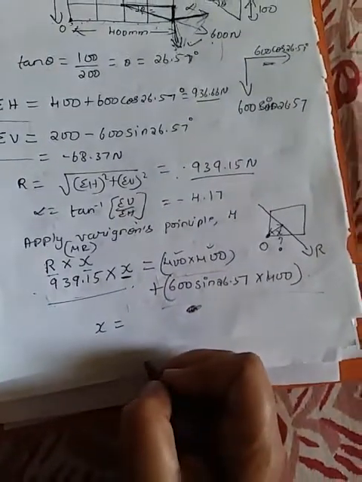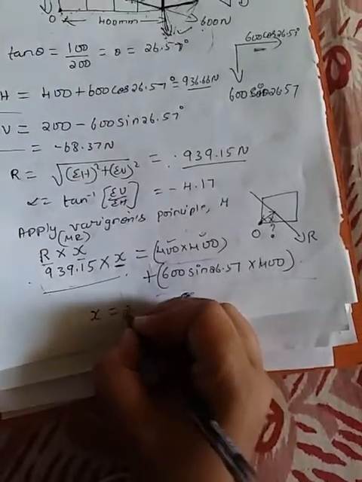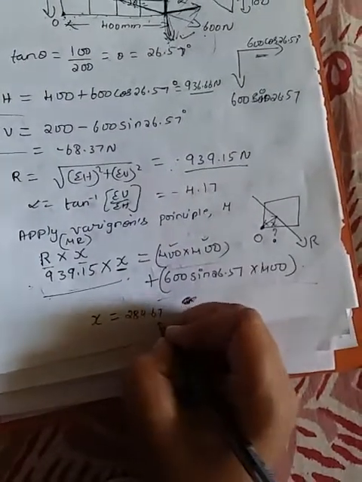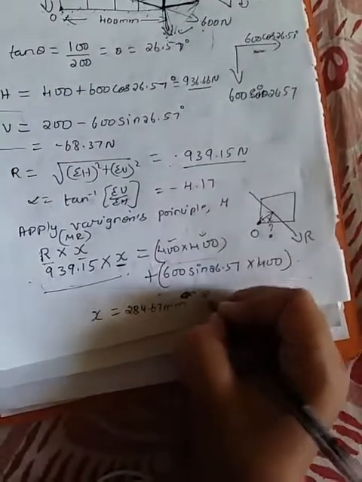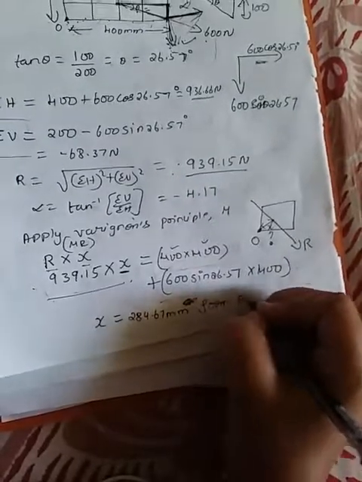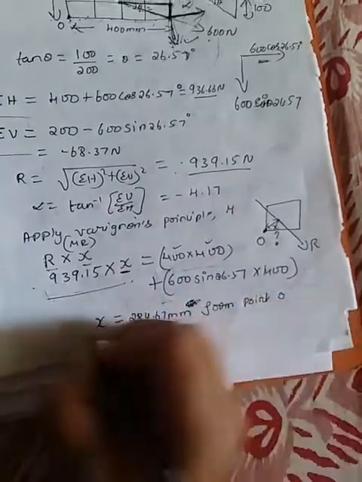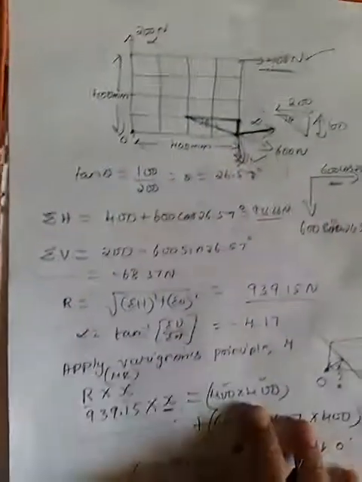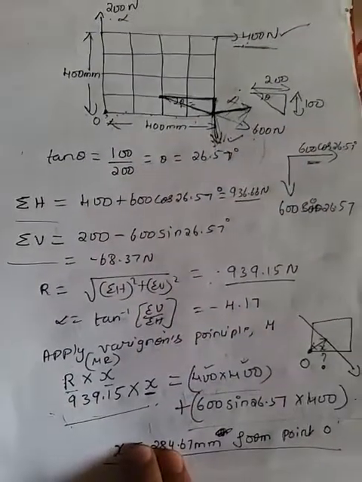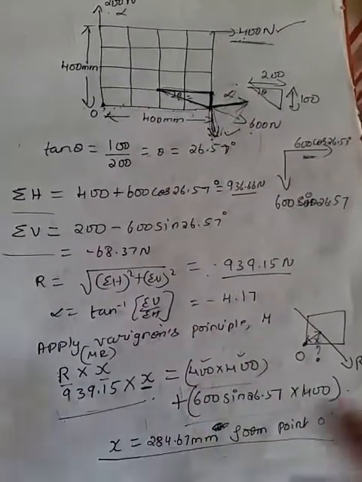Calculate and get the value of x. The value you are going to get is 284.67 millimeters from point O. This is how you have to find the x distance by using Varignon's principle for this kind of problem.